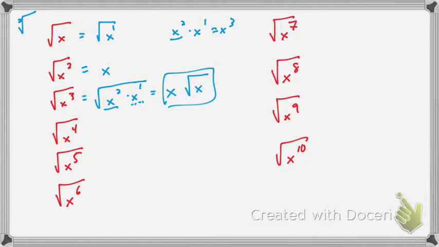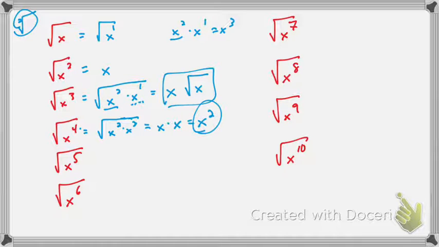Okay, then square root of x to the fourth. Well, square root of x to the fourth is the same thing as square root of x squared times x squared. So this would be the same thing as x times x, which is x squared. So hopefully you figure out the pattern that since there's a 2 up here when you take the square root, what is 4 divided by 2? 2, that's what we end up with there.